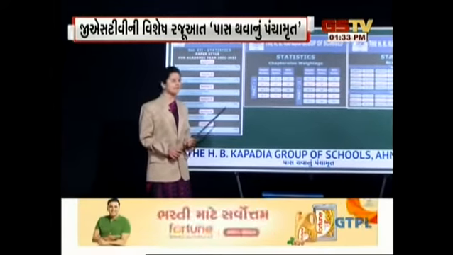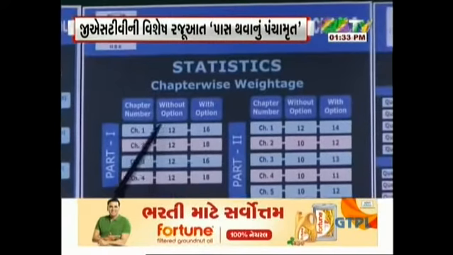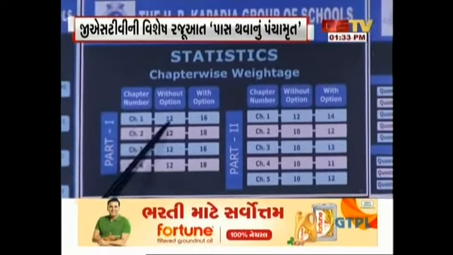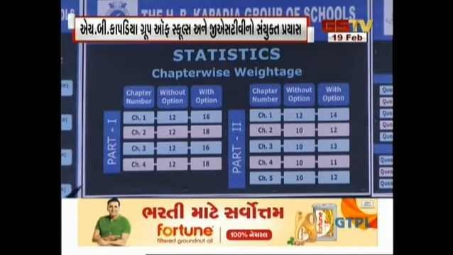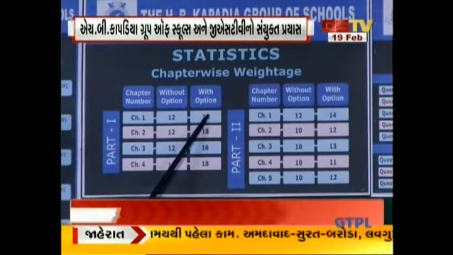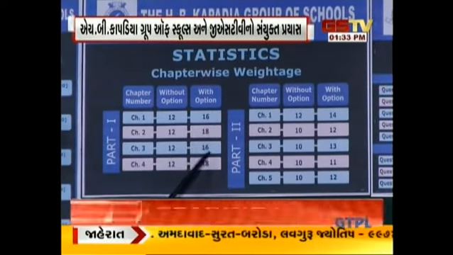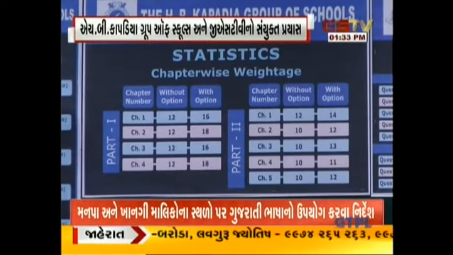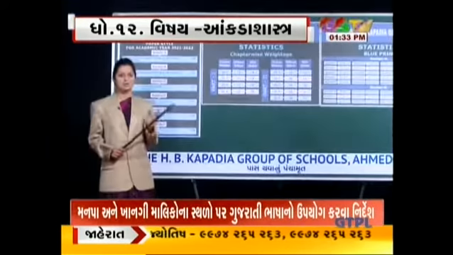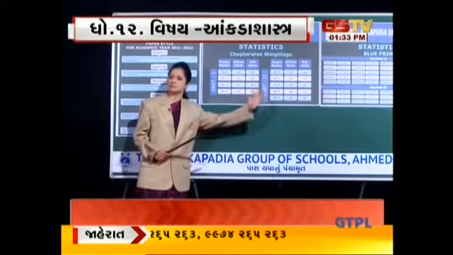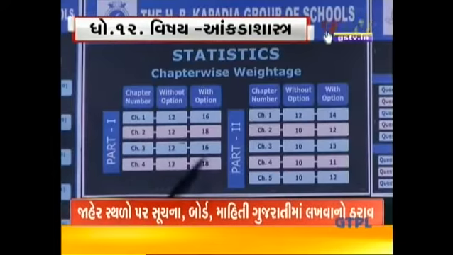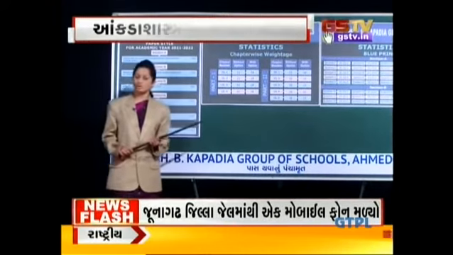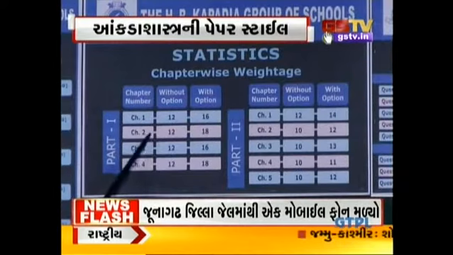Now in the chapter wise weightage, you can see in part 1, chapter 1 is of 12 marks, chapter 2, 3 and 4. Each chapter consists of 12 marks coming to 48 marks. But if it is with option you have 16, 18, chapter 3 16 and chapter 4 18, that comes to 68 marks. So students, if you are not comfortable with part 2, if you are good in part 1 and you do part 1 thoroughly, then you will find 68 marks questions out of 100 in part 1.